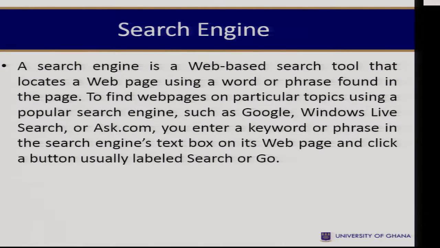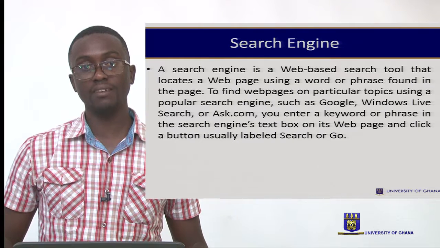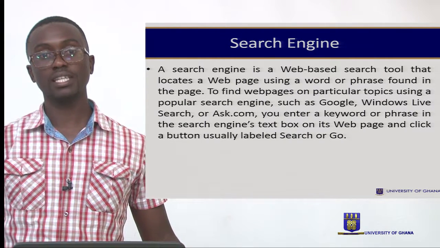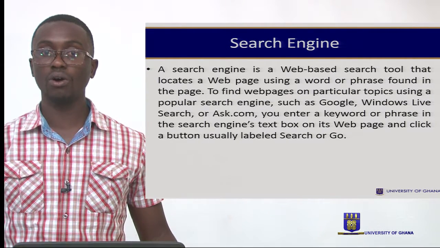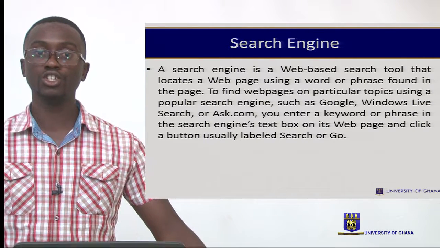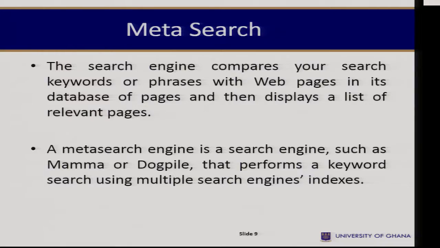A search engine is a web-based search tool that locates a web page using a word or phrase found in the web page. To find web pages on particular topics using popular search engines such as Google, Windows Live, Ask, or Search.com, you enter a keyword or a phrase in the search engine's text box on its web page and click a button usually labeled Search or Go. The search engine compares your search keywords or phrases with web pages in its database of pages and displays a list of relevant pages.